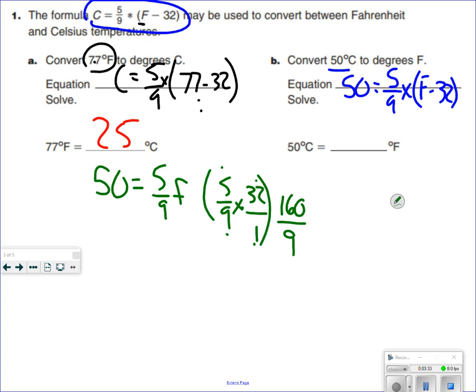Keep watching here, because this is what I'm doing right here: the 5 over 9 times 32. So how many 9s go into 160? On my calculator, I'm going to go 160 divided by 9. I have 17. So 160 divided by 9 is 17 as a whole number.